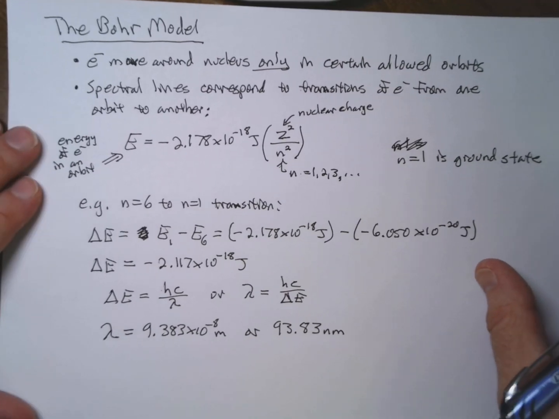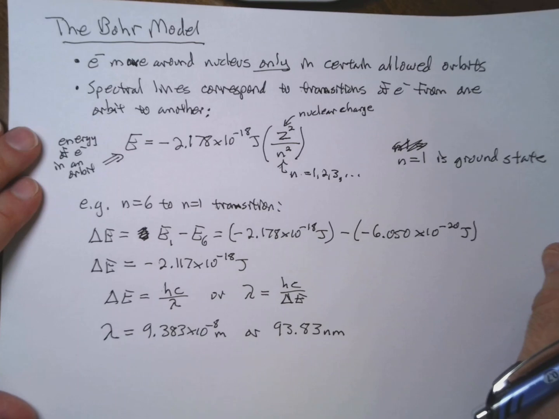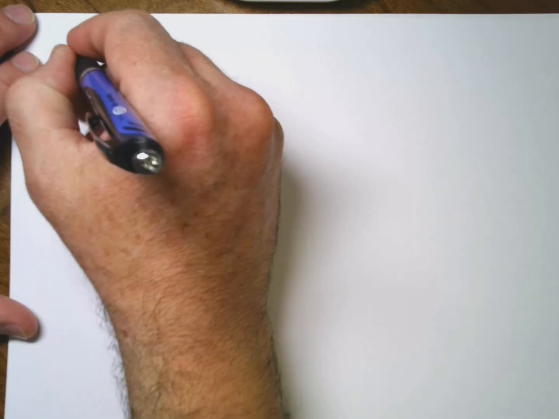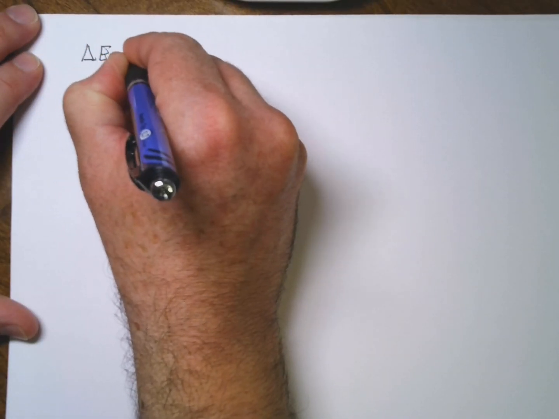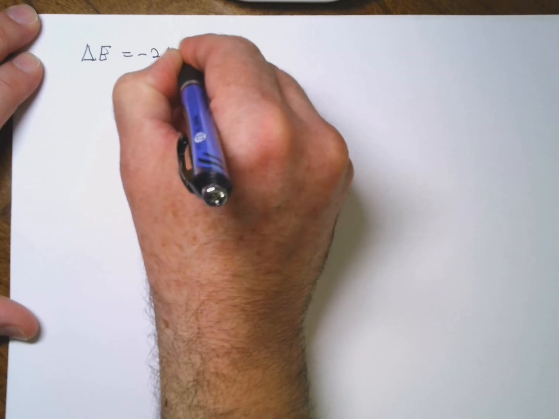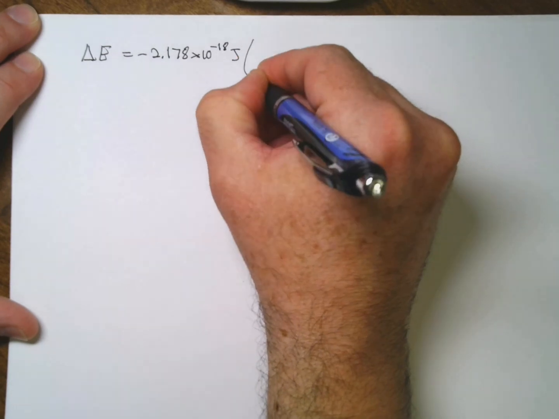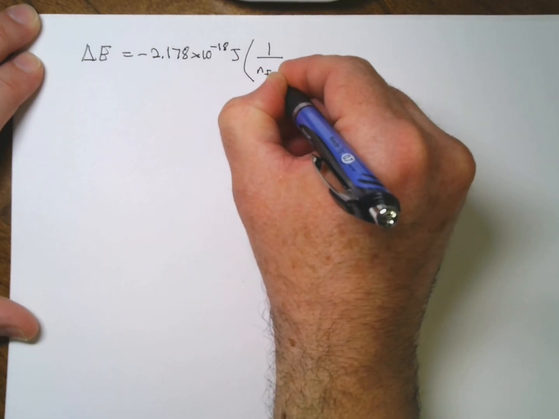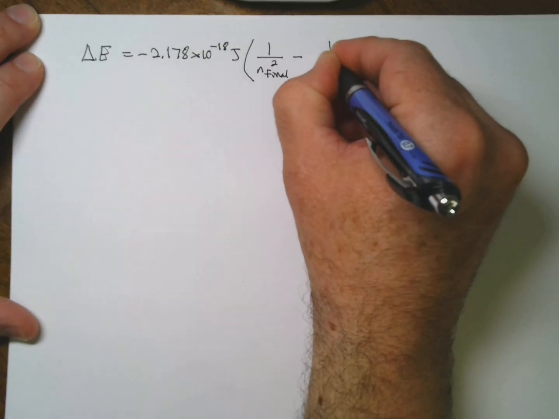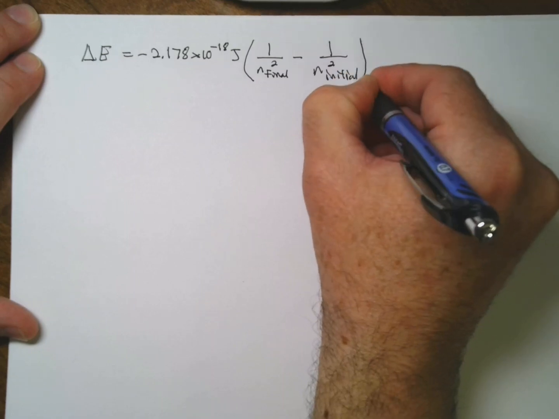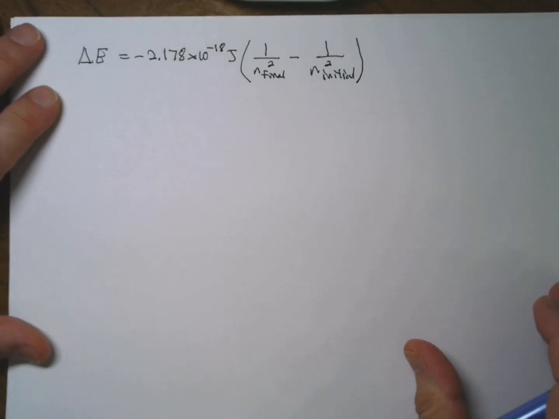And so what he then came up with was the following. If you want to look at it in the form of an equation, we have delta E equals minus 2.178 times 10 to the minus 18 joules times 1 over n final squared minus 1 over n initial squared. So we could use that to calculate our change of energy in any particular atom.